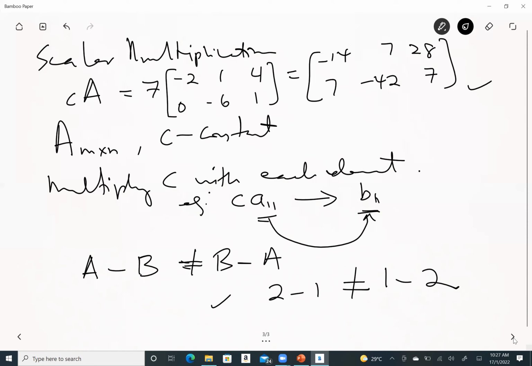So we are done with 3.1. Look at the book first, section 3.1. I will give you some questions.